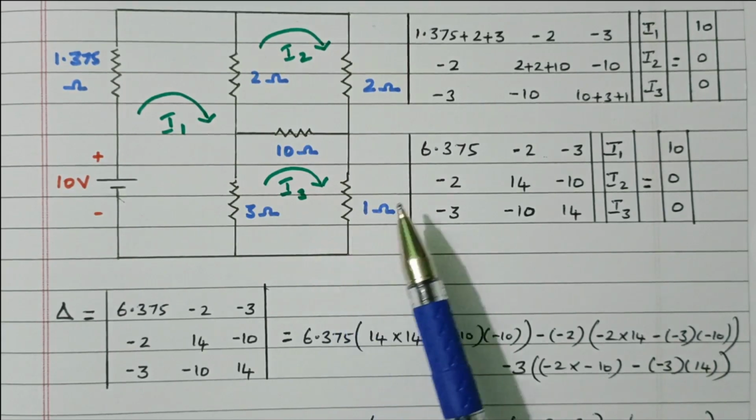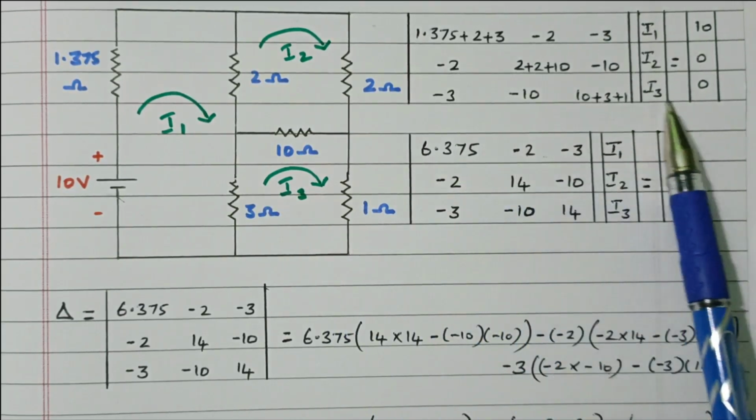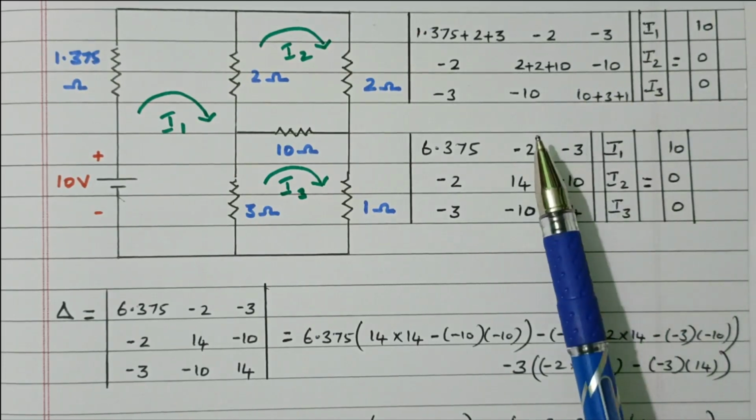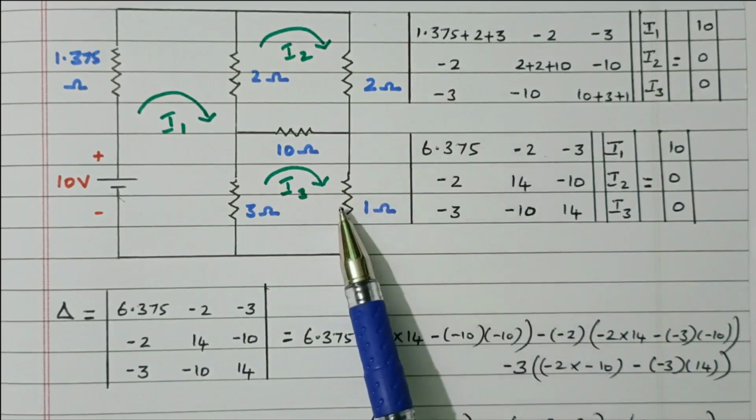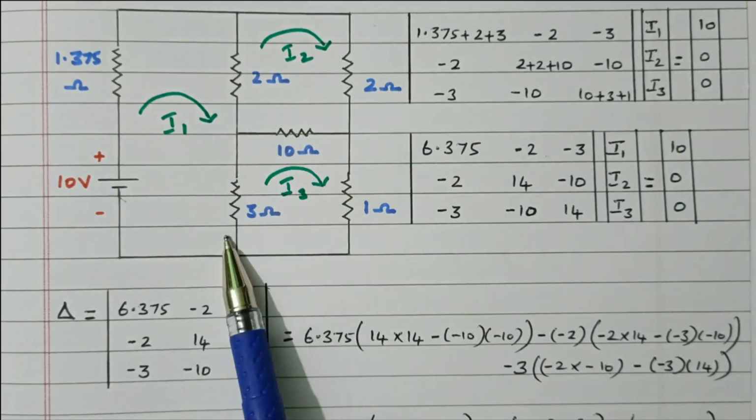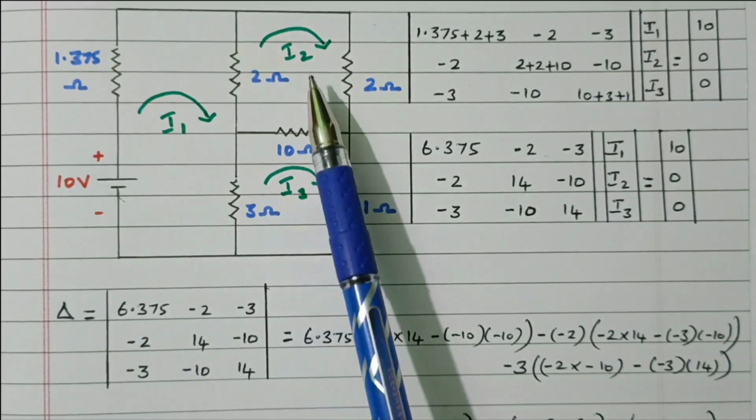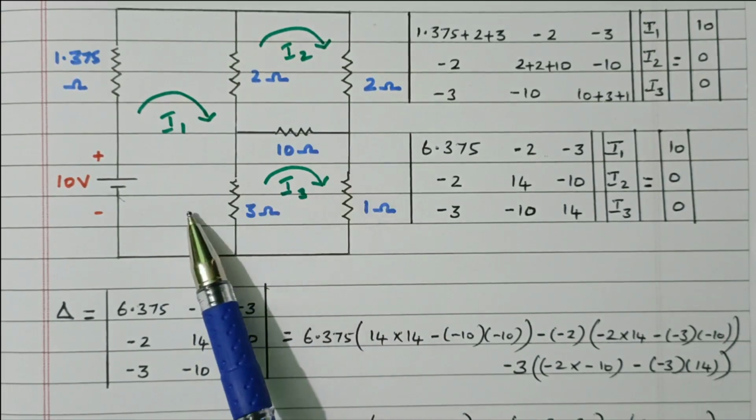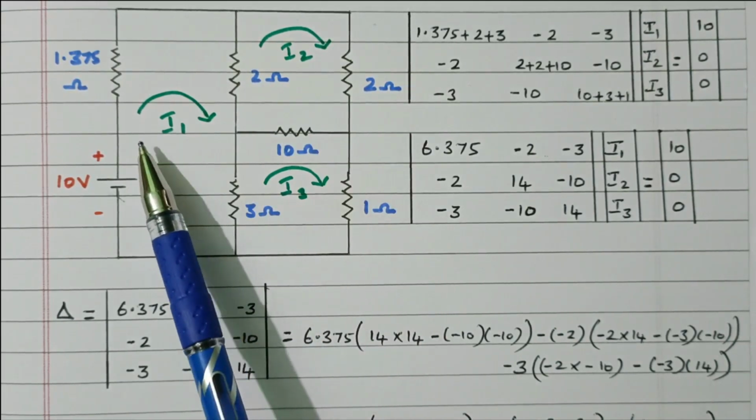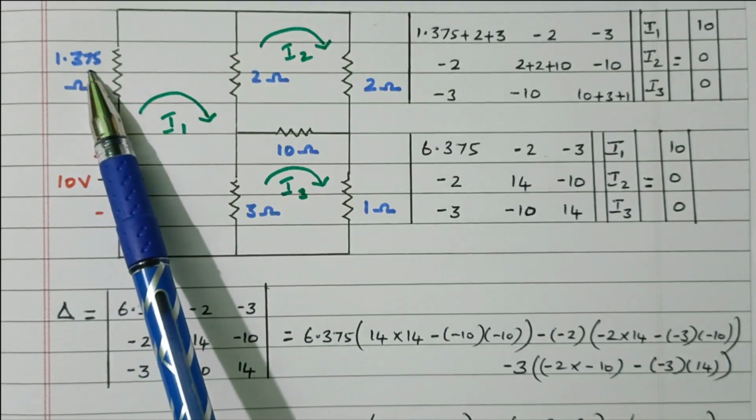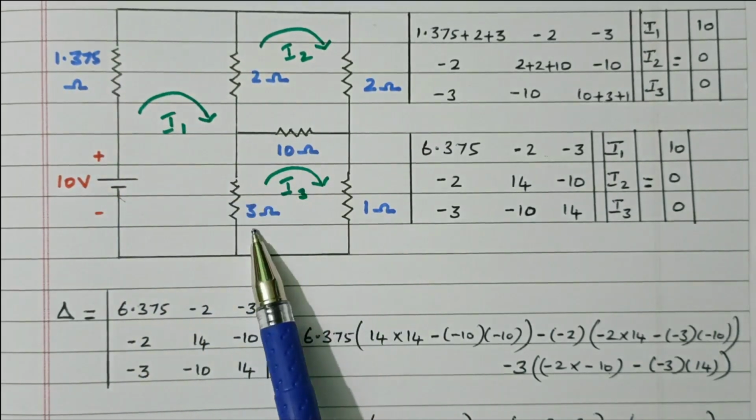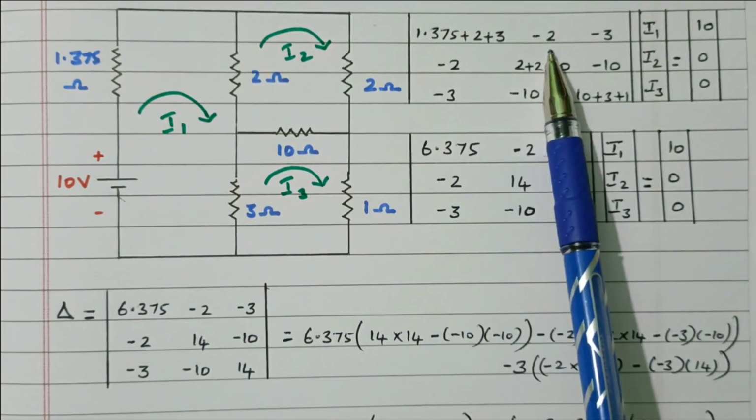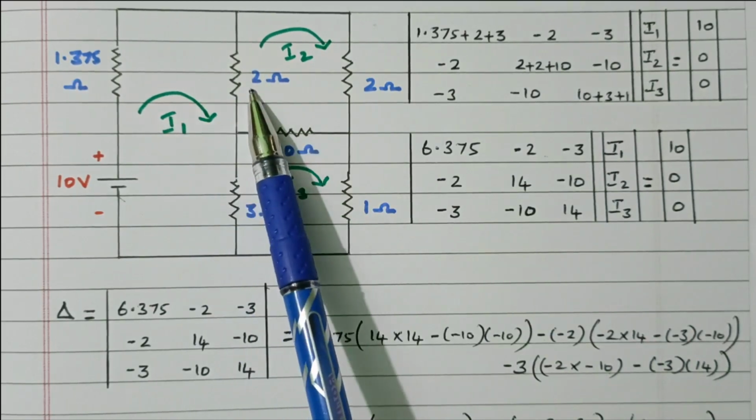Now we will repeat the same process with the matrix method. V equal to I into R. Voltage matrix, current matrix and resistance matrix, right? So this resistance matrix, this is loop 1 now. Previous diagram, this is loop 1, loop 2, loop 3. Now this is loop 1, loop 2, loop 3. The loops are interchanged, modified now. So in loop 1, the total resistor is 1.375 plus 2 plus 3. So the resistor available in loop 1 is R11. Then R12, between 1 and 2, this 2 ohm is available.